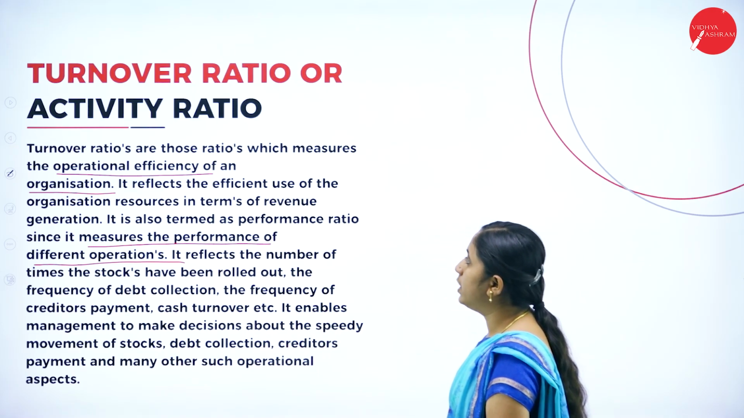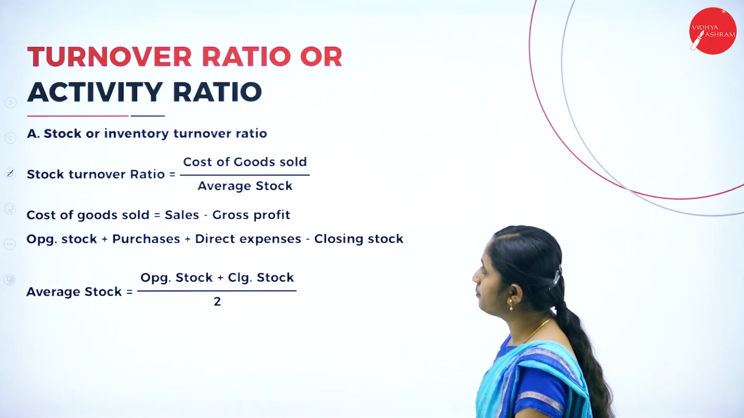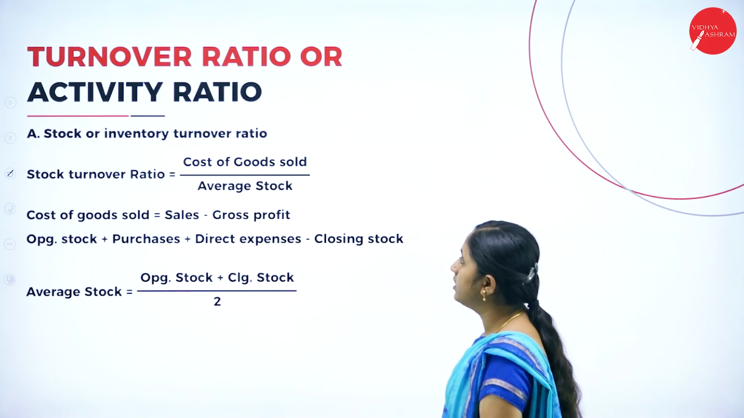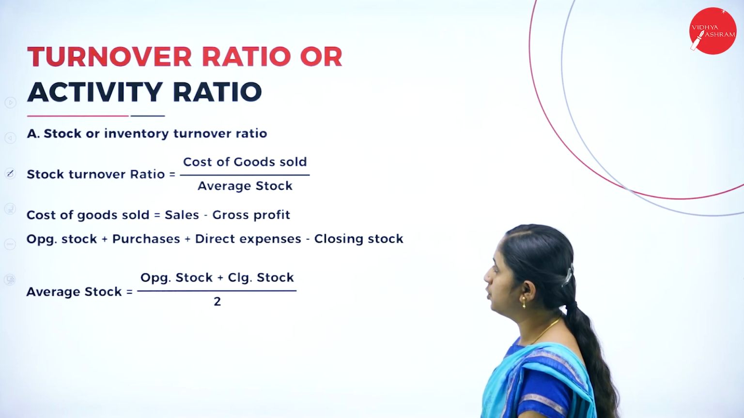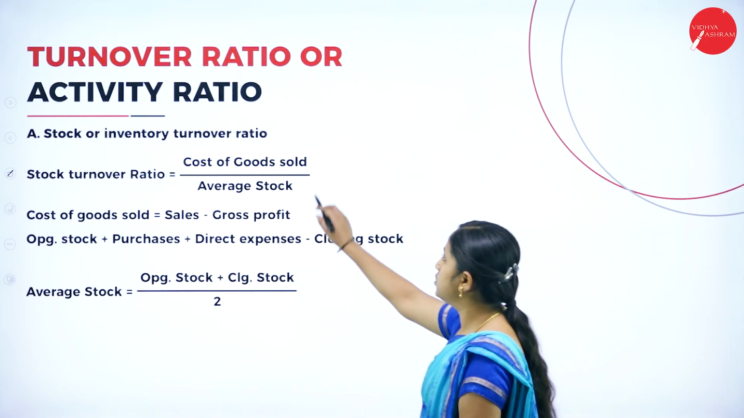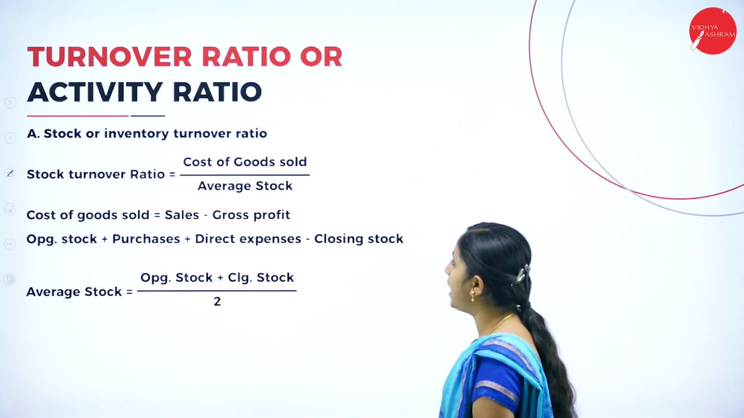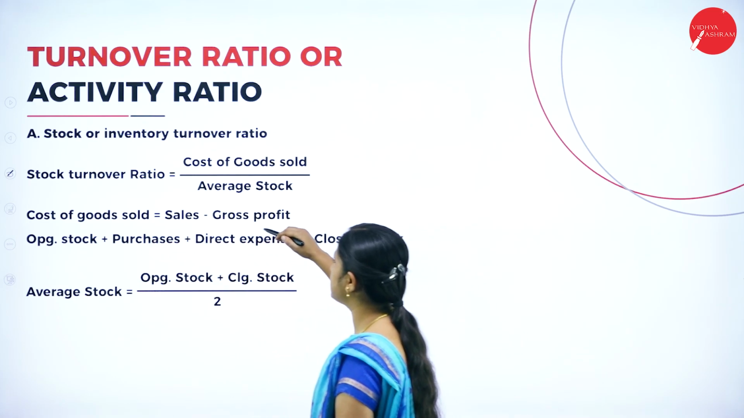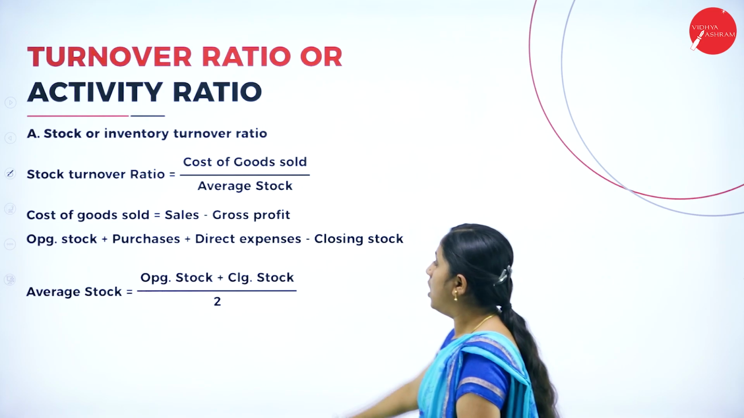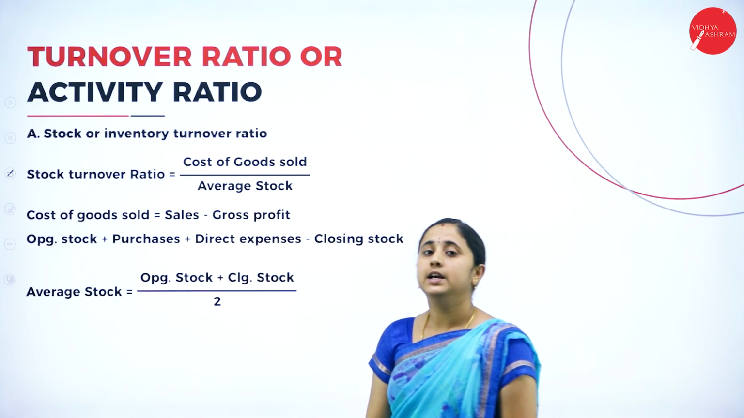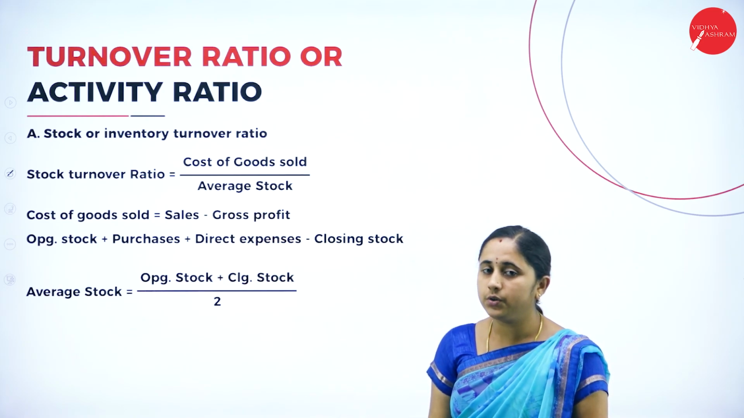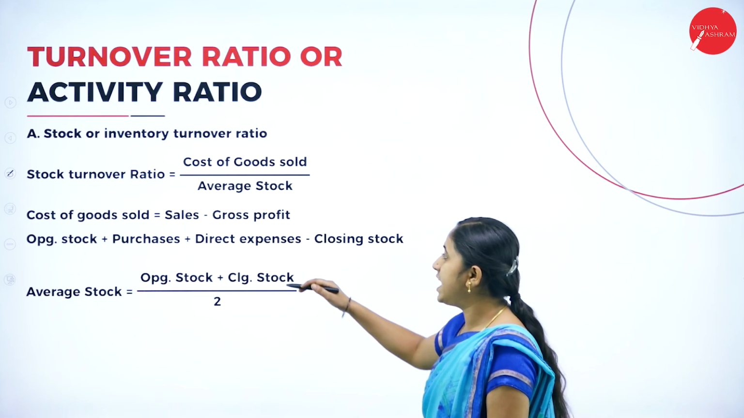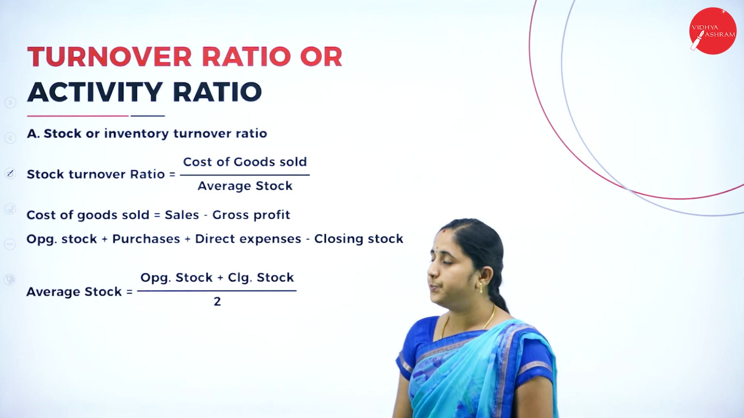Under turnover ratio or activity ratio, first one, stock or inventory turnover ratio. It can be calculated using cost of goods sold divided by average stock. Cost of goods sold is equals to sales minus gross profit. All this information is available in the trading and profit and loss account of the business. That means the financial statement of every business.